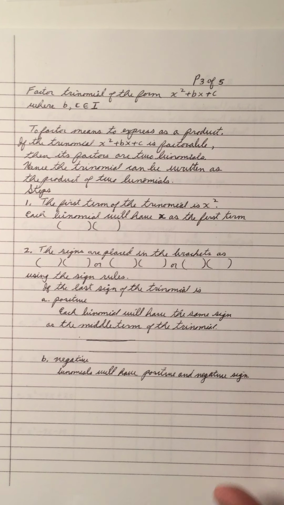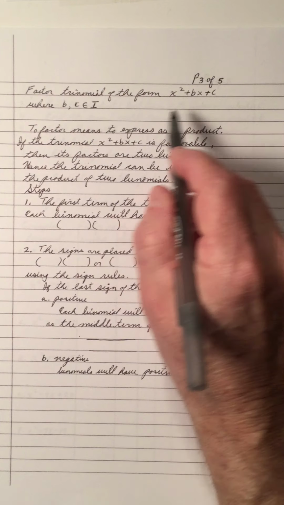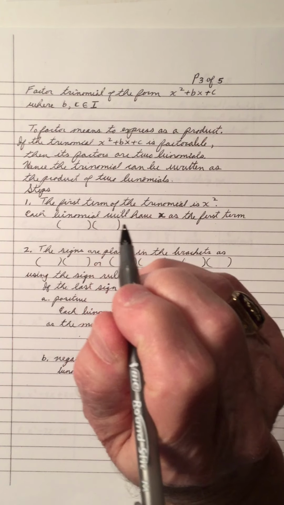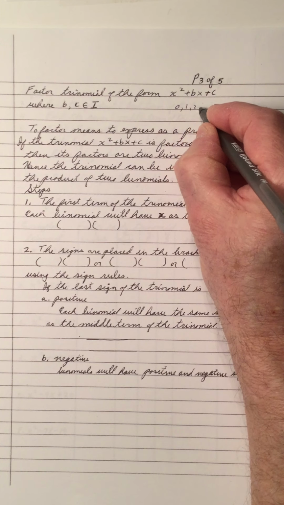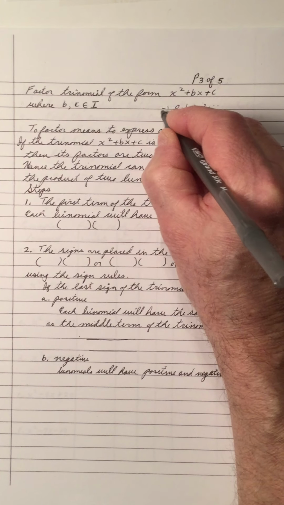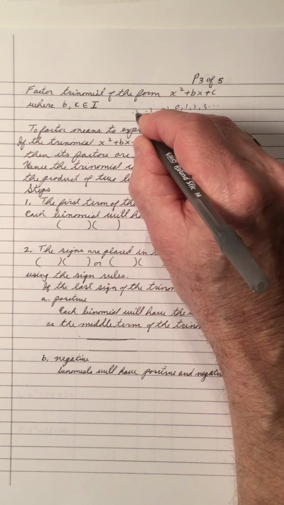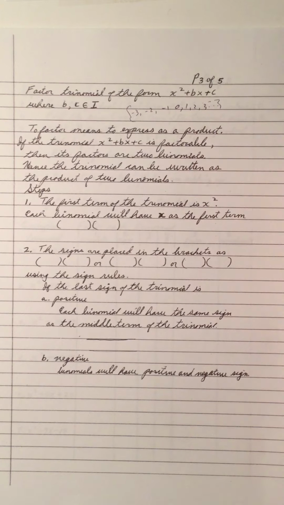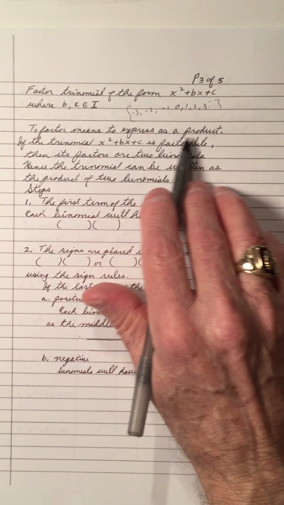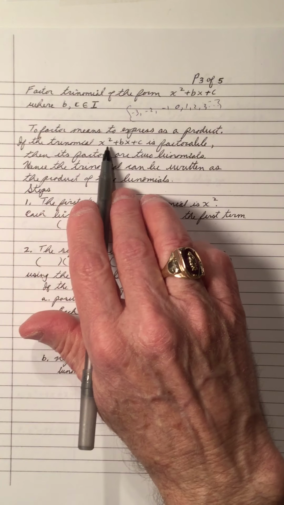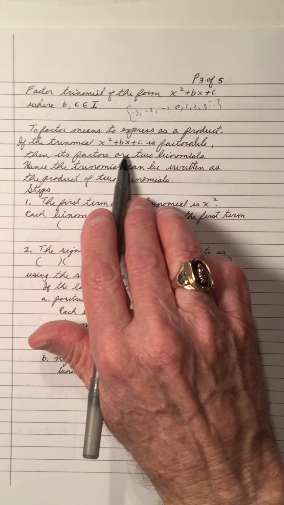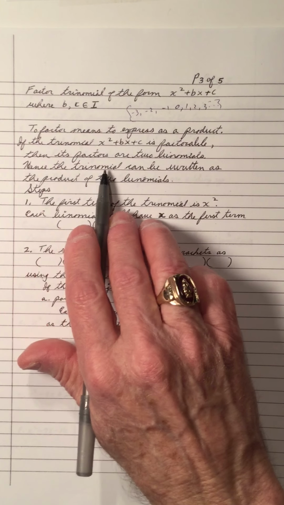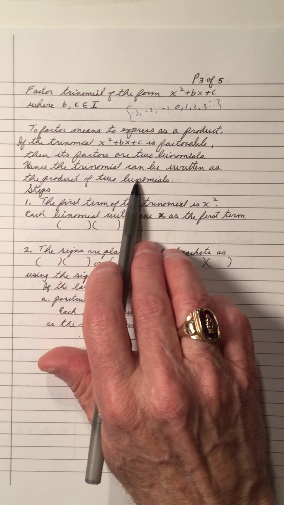Factor trinomials of the form x squared plus bx plus c, where b and c are integers. No other numbers now, only 0, 1, 2, 3, etc., and negatives. That's the set of integers. To factor means to express as a product. If a trinomial, ax squared plus bx plus c, is factorable, then its factors are two binomials. Hence, the trinomial can be written as the product of two binomials.